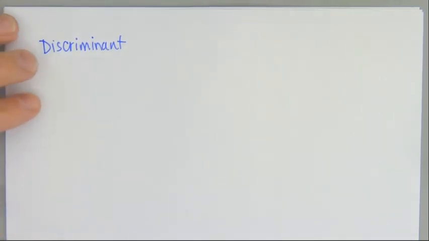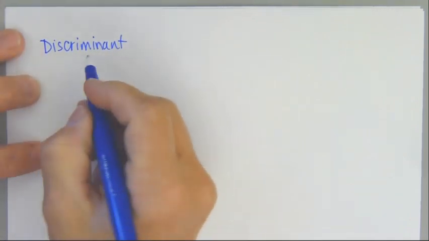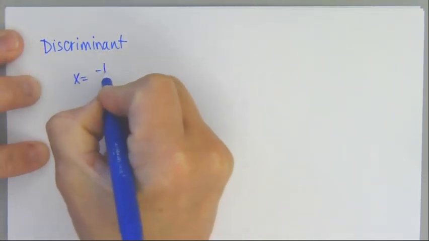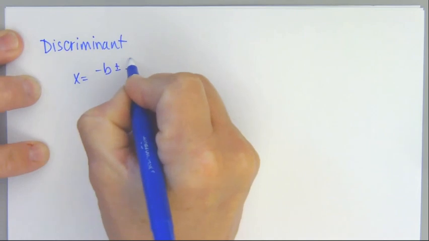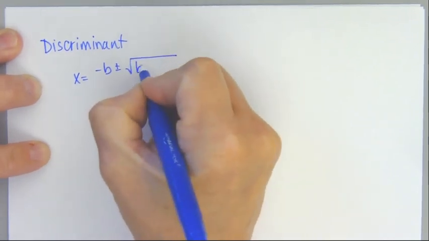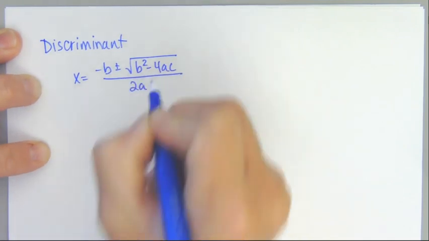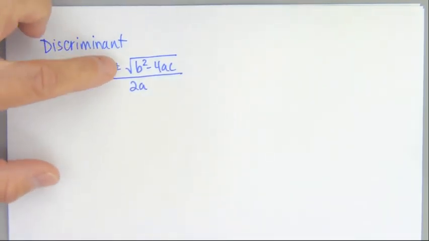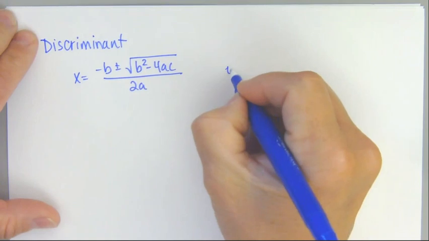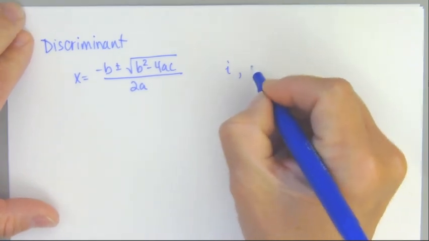All right, now we're going to be looking at the discriminant, and it's a big kind of weird word, but it's just part of the quadratic formula. So remember, the quadratic formula is x equals negative b plus or minus the square root of b squared minus 4ac all over 2a.